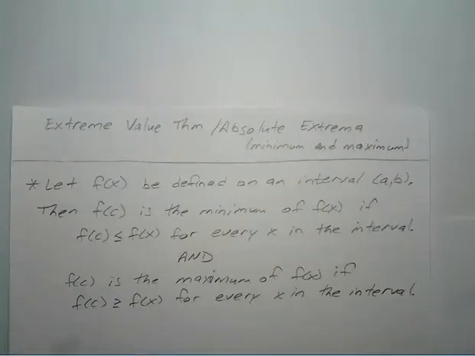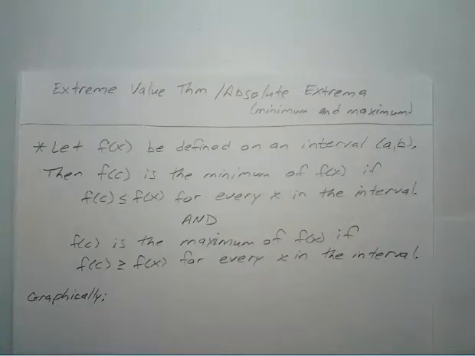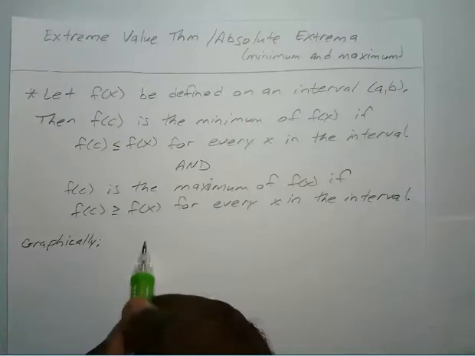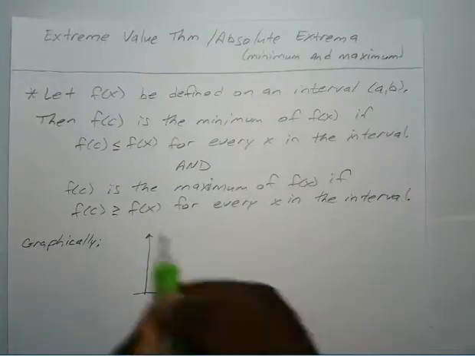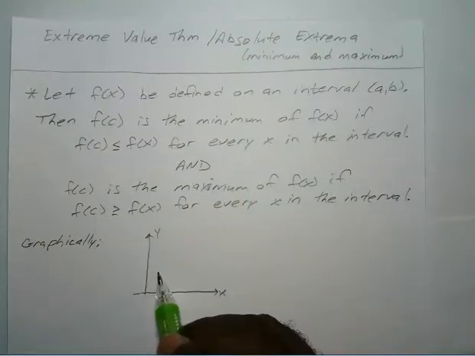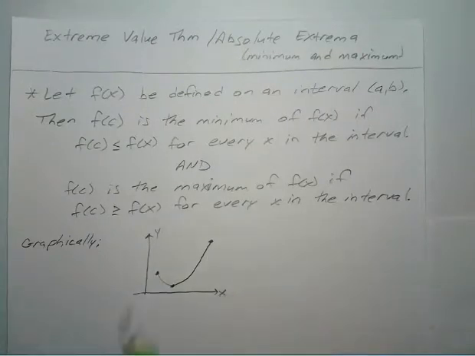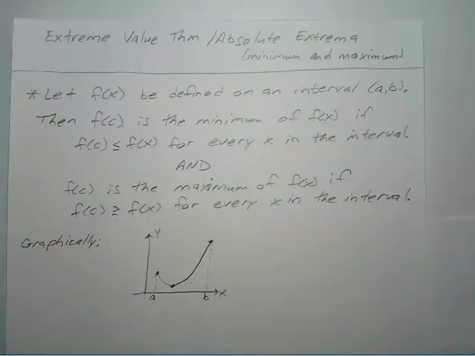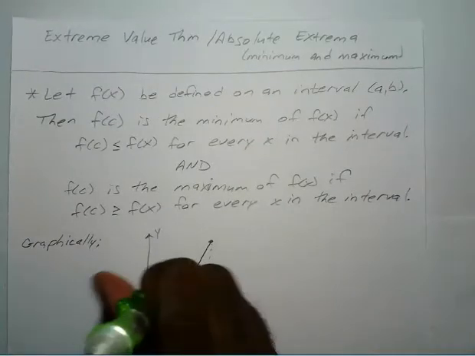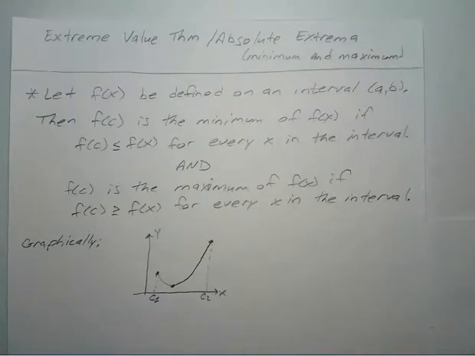Alright, so what if we look at this on a graph? Let's draw our x and y axis. So we have our x and we have our y, and let's say our graph kind of loops like this. Of course this is your A and this is your B. Or better yet, instead of A and B, I'll make that c number 1 and c number 2, just to keep it with the definition.